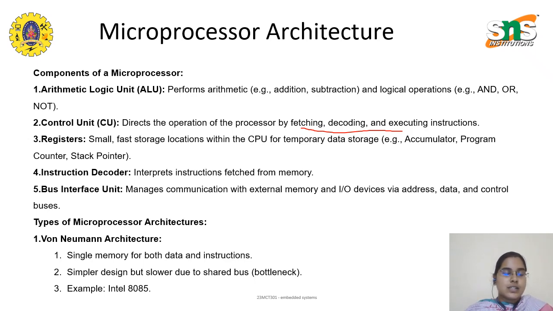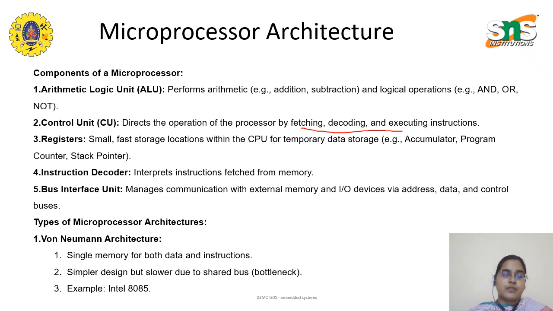Coming to the registers, they are small, fast storage locations within the CPU for temporary data storage. It does not have inbuilt memory and inbuilt registers. It has an 8-bit register to just store the immediate operand of the accumulator, program counter and stack pointer. Next, the instruction decoder interprets instructions fetched from the memory. And next is the bus interface unit, which manages communication with external memory and input-output devices via address, data and control buses.